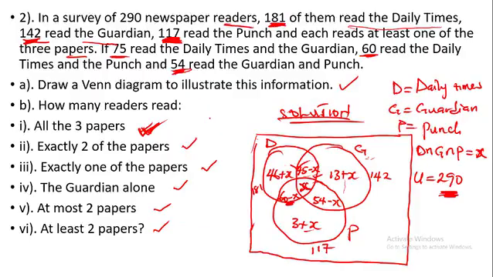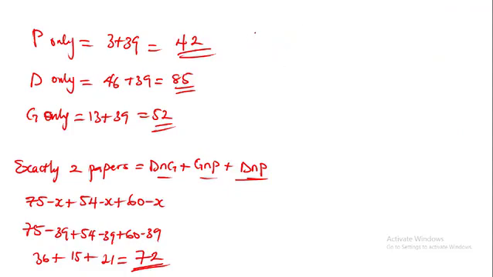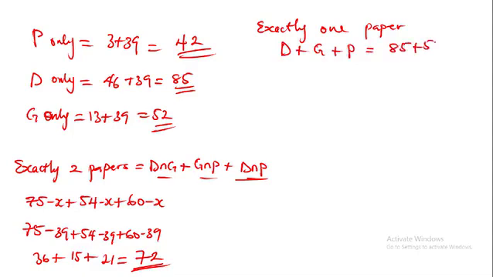Okay, what's the third question? Those who read exactly 1 paper. Those who read exactly 1 paper, that means P only, G only, and D only. So we are looking at the value of those who read exactly 1 paper. We have D plus G plus P, which is equal to 85 plus 52 plus 42. When we add that up, what do we have? We have 179.